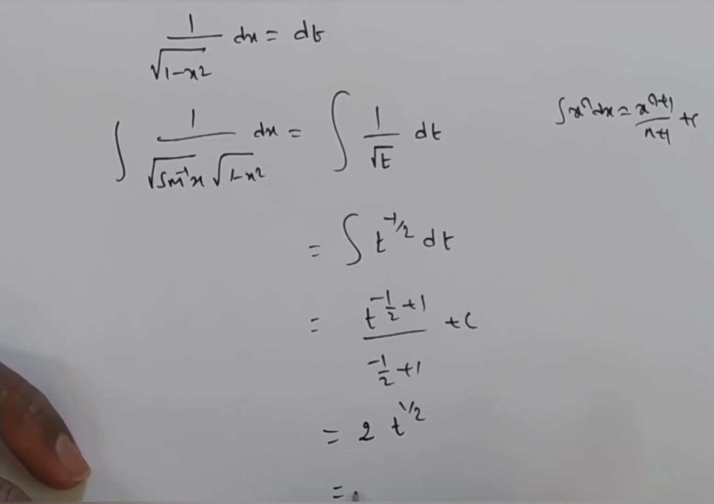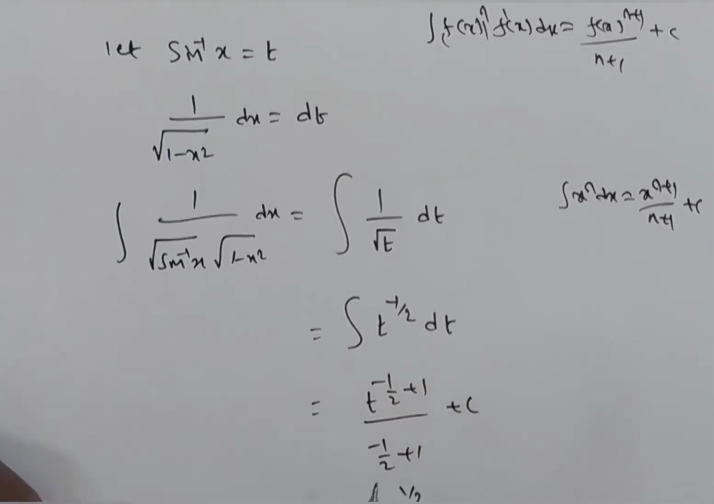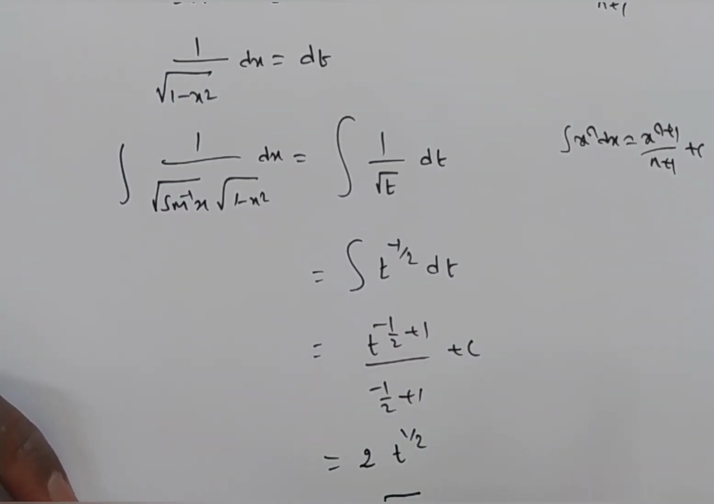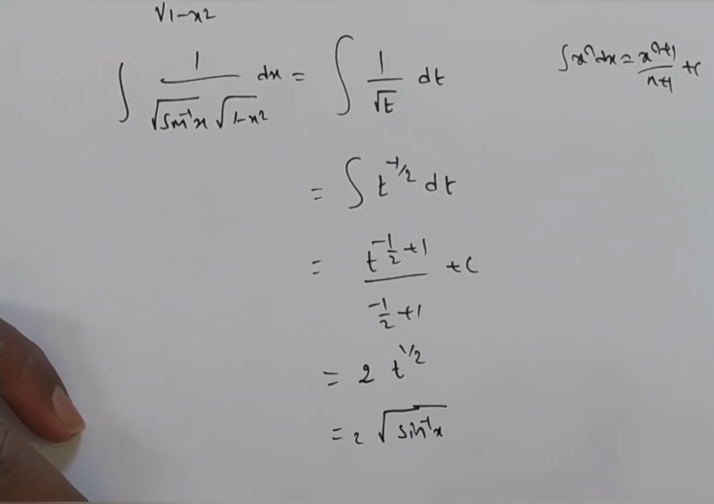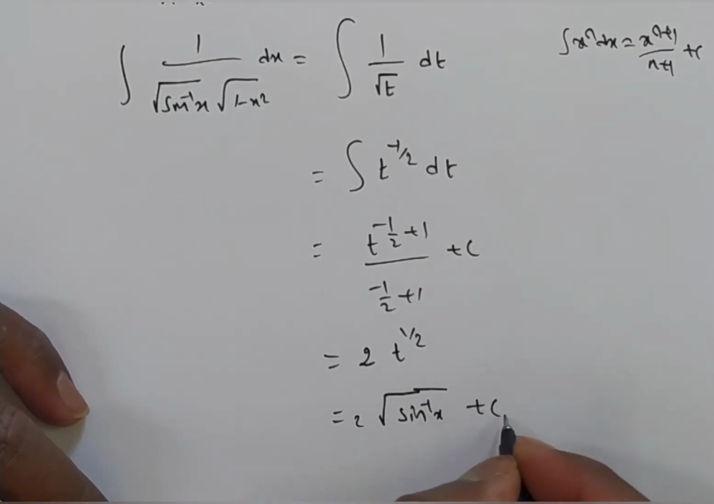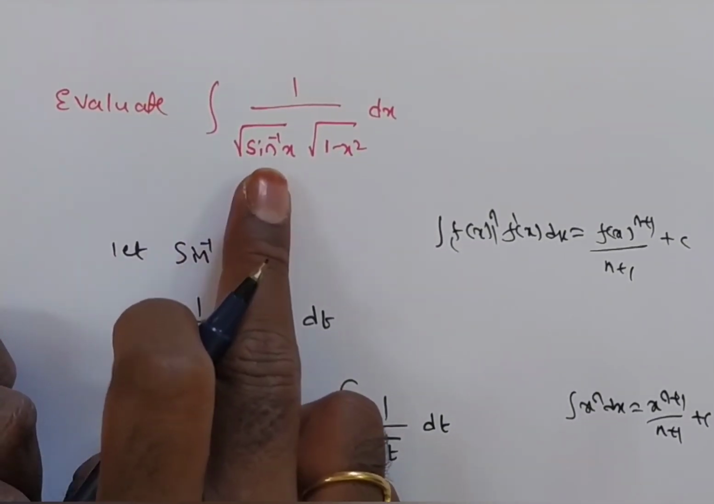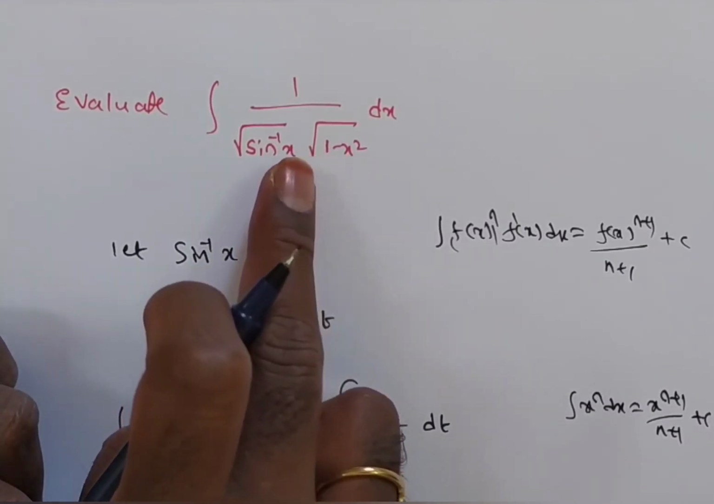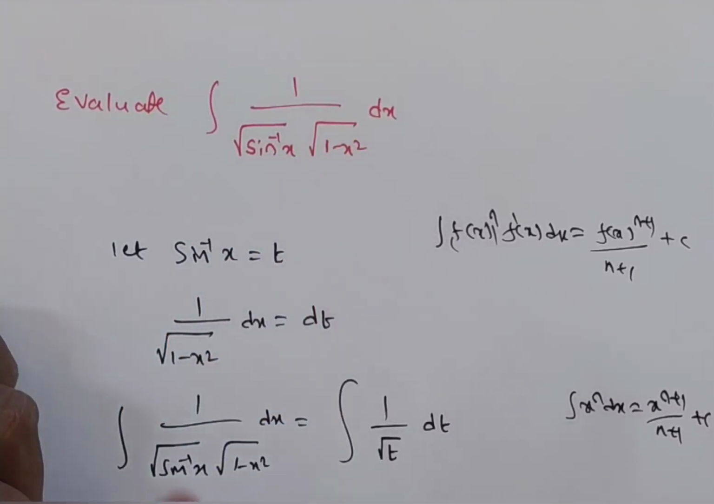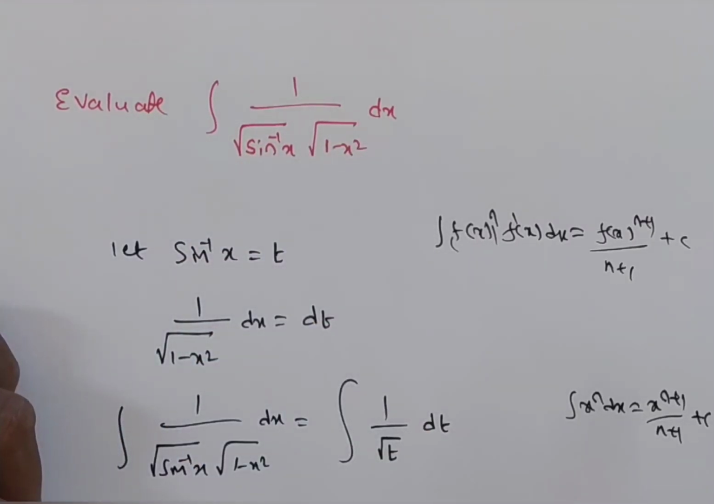Now t is replaced by what? You can write root t, and t is replaced by sin inverse x. So this is 2 root of sin inverse x. That's it. If you differentiate this 2 root of sin inverse x, then you will get 1 by root of sin inverse x into root of 1 minus x square. Is it clear for everyone?